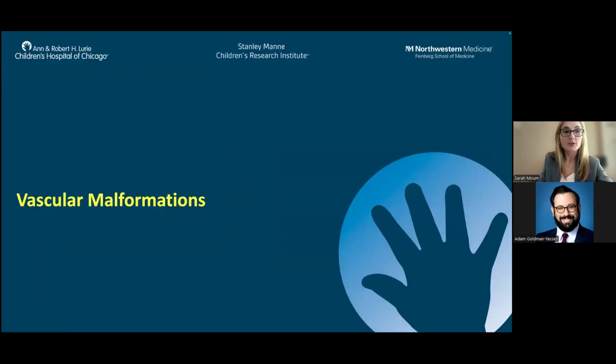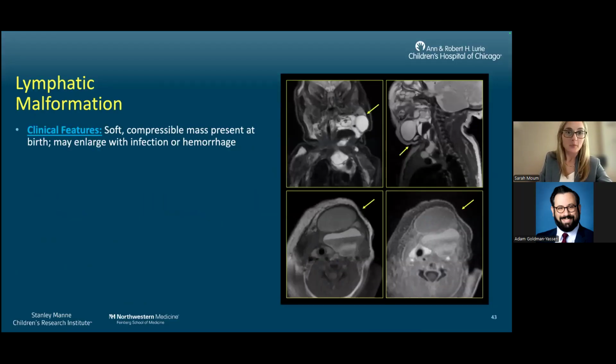Okay. So moving on from congenital lesions, we'll next talk briefly about some vascular malformations that can present in the first year of life. Beginning with the one we see most commonly, lymphatic malformation. These are soft compressible masses that are often present at birth, and they may enlarge with infection or hemorrhage, as we see commonly in clinical practice.